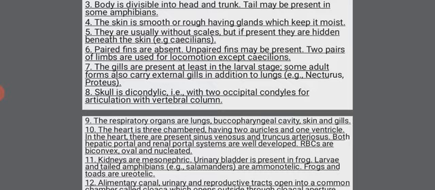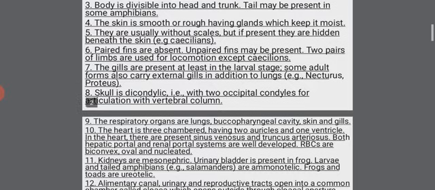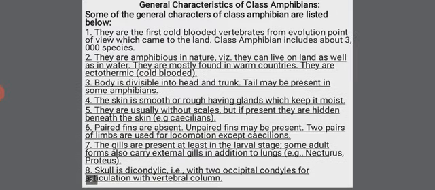The skull is dicondylic, that is, with two occipital condyles, for articulation with the vertebral column. Generally in vertebrates, the skull is either monocondylic or dicondylic. Condylic refers to the occipital condyle, and based on the number, the skull in vertebrates is classified into monocondylic or dicondylic. In amphibians, they have a dicondylic type of skull for articulation with the vertebral column.